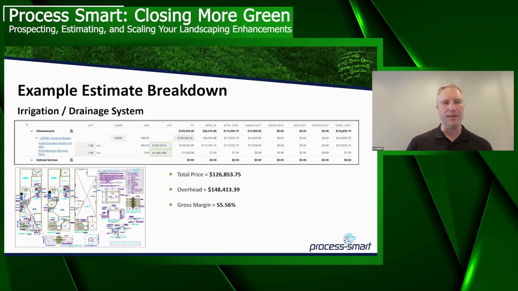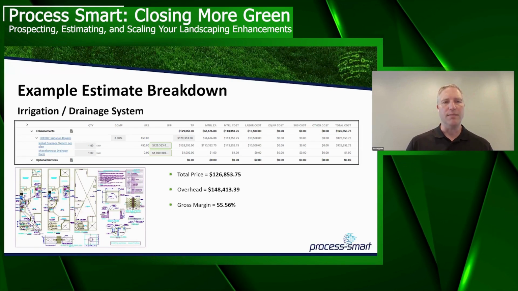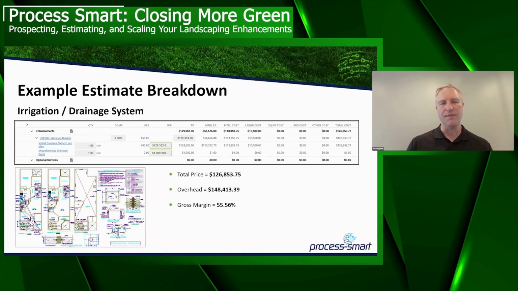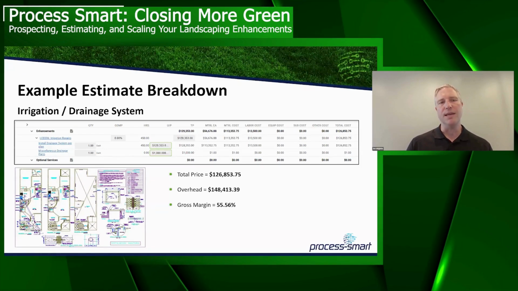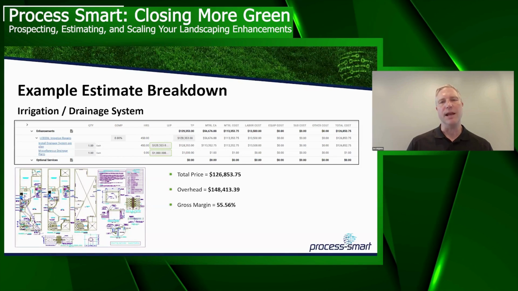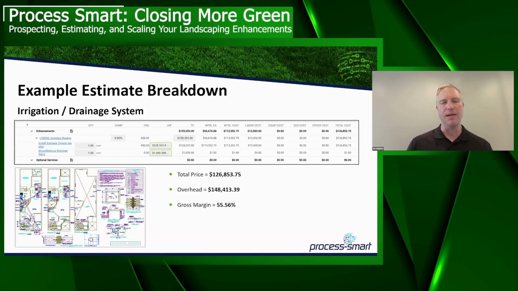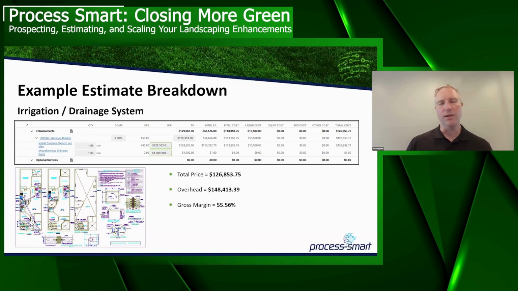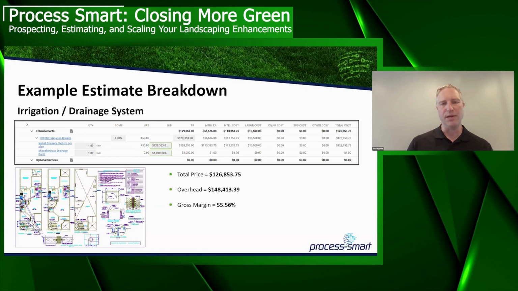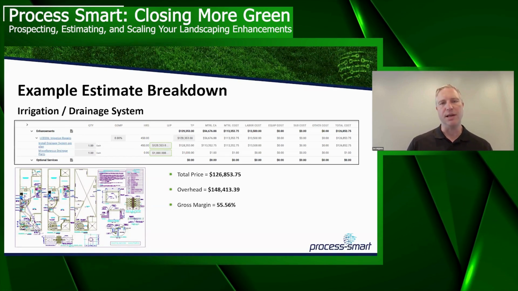Another example, this is more heavy irrigation, 55% gross margin. Again, from an irrigation standpoint, the parts and the markup on parts is obviously going to be relatively immaterial, but the design aspect, the engineered aspect, the expertise of the irrigation manager and the irrigation technician is really what allows this particular project to have such a high gross margin.